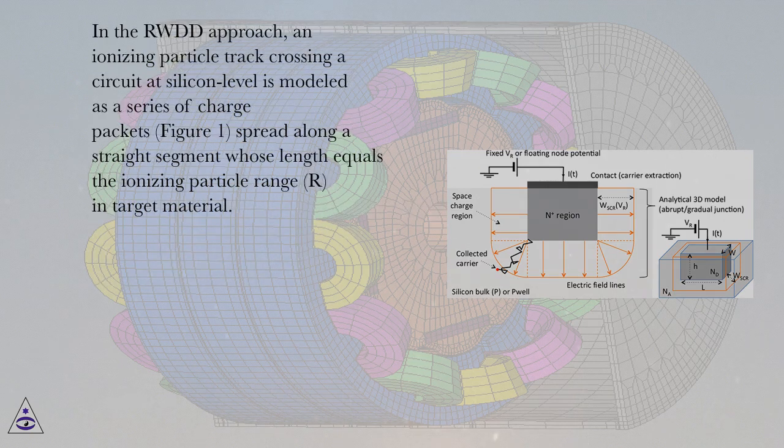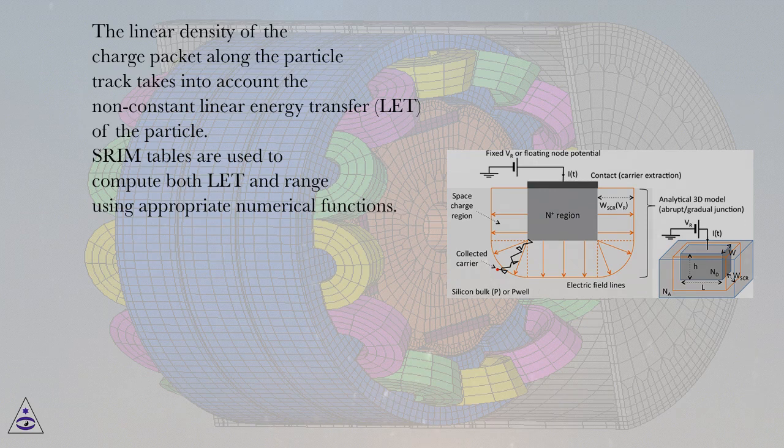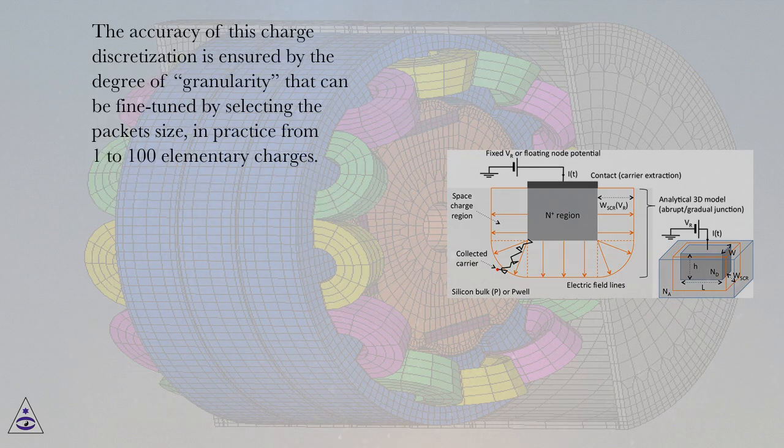In the RWDD approach, an ionizing particle track crossing a circuit at silicon level is modeled as a series of charge packets, figure 1, spread along a straight segment whose length equals the ionizing particle range, R, in target material. The linear density of the charge packet along the particle track takes into account the non-constant linear energy transfer, LET, of the particle. Schramm tables are used to compute both LET and range using appropriate numerical functions. The accuracy of this charge discretization is ensured by the degree of granularity that can be fine-tuned by selecting the packet size, in practice from 1 to 100 elementary charges.